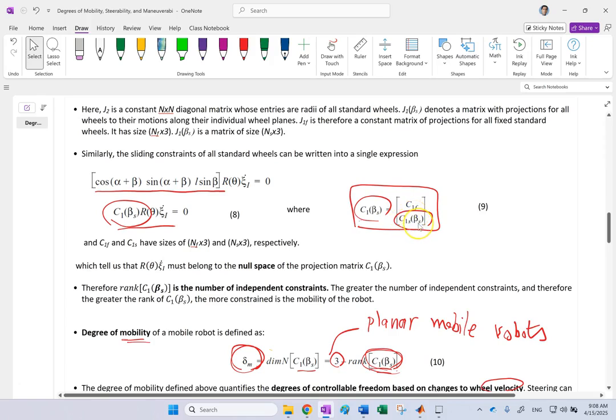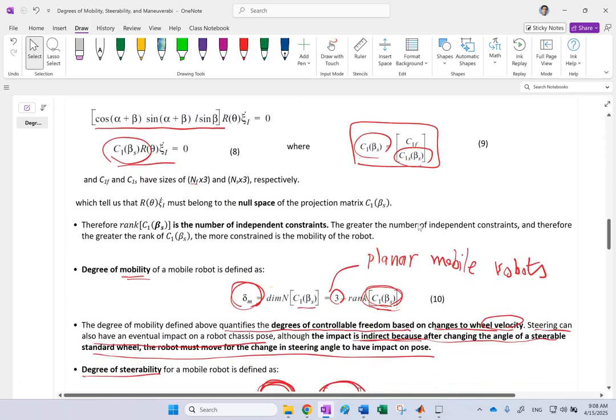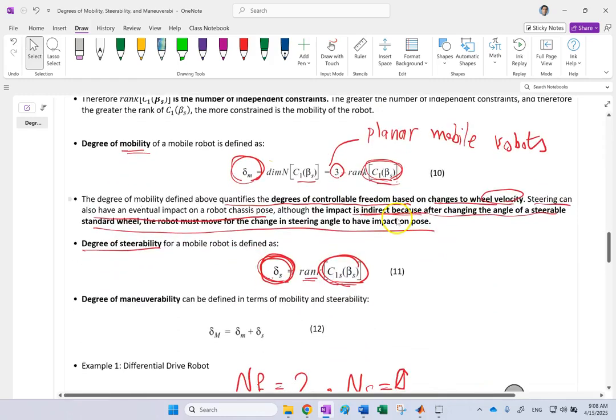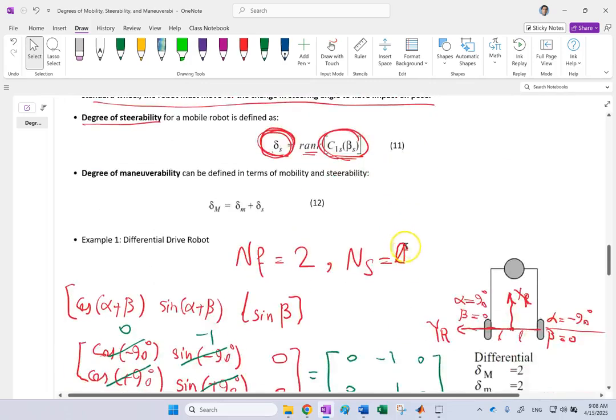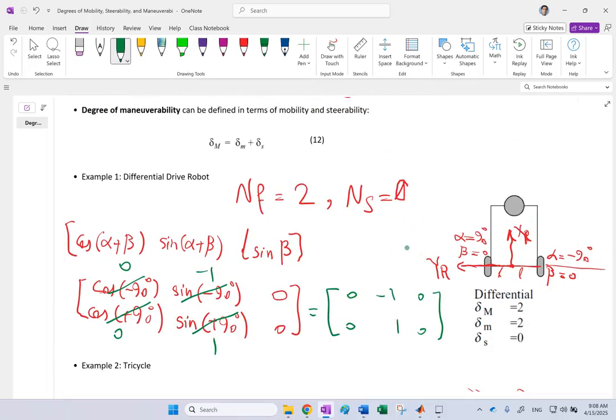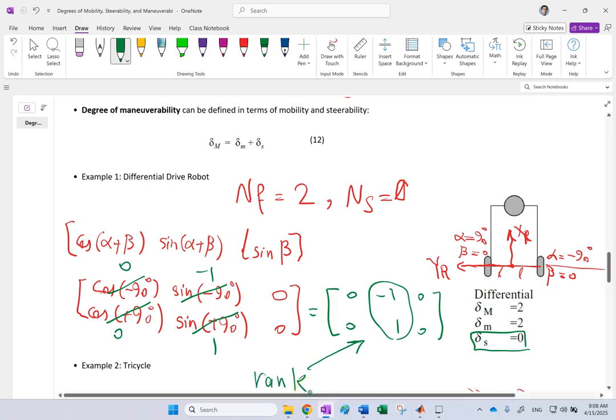There is no beta S, there is no steering system. So in this case, delta S is simply 0, as you expected. Then what's the rank of this matrix? Well, all it has is rank 1. It has only one independent row. This is a rank 1 matrix, correct? You can see it by the number of independent rows it has. So it's rank equal 1.